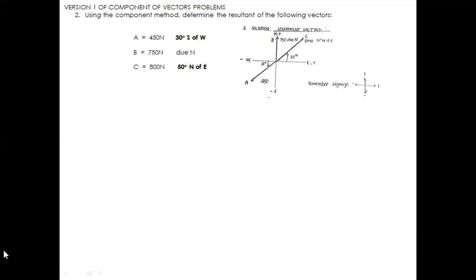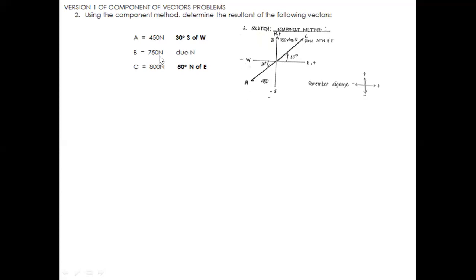Now, after providing the free body diagram, we're going to proceed with the tabular solution. But for the free body diagram, for force A, since force A is 450 newtons and has a direction of 30 degrees south of west, we're going to begin to plot this vector from west going 30 degrees to south. So from west, 30 degrees going to south. So this is our vector A.